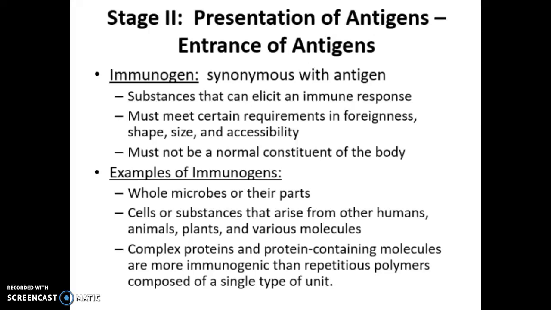So examples of immunogens can be the whole microbe or different parts of the microbes. Cells or substances can arise from other humans, animals, plants, other types of molecules. So we may have talked about peanut allergies. There's gluten allergies. Right? So that's coming from plants. Other animals, that could be dander, horse dander, cat allergies, dog allergies, those types of things.